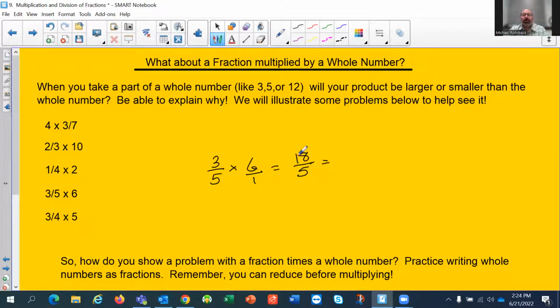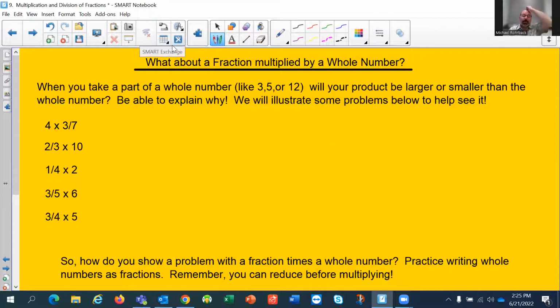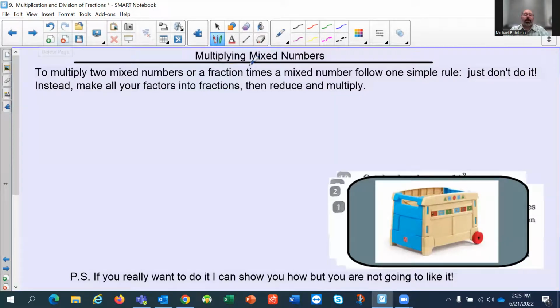How many groups of 5 can we get out of 18? Well, you can do 3. 3 times 5 is 15. Then you'd have 3 left over. And 5. Again, 18 divided by 5. 3 times 5 is 15. Subtract, get 3. That is your numerator. The 5 is your denominator. 3 3/5. Okay. So we've done fraction times a fraction and fraction times a whole number. Let's try the next thing.